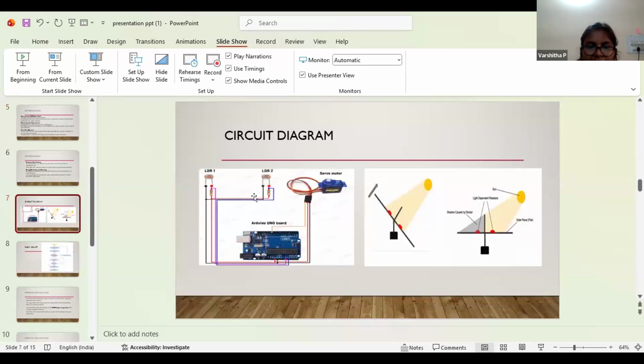This is the circuit diagram. We are using an Arduino Uno board, and LDR1 and LDR2 sensors for left-to-right movement, and we use a servo motor for adjusting the panel. Here we can see in the diagram that according to the sunlight, the solar panel will rotate depending on the sun intensity.